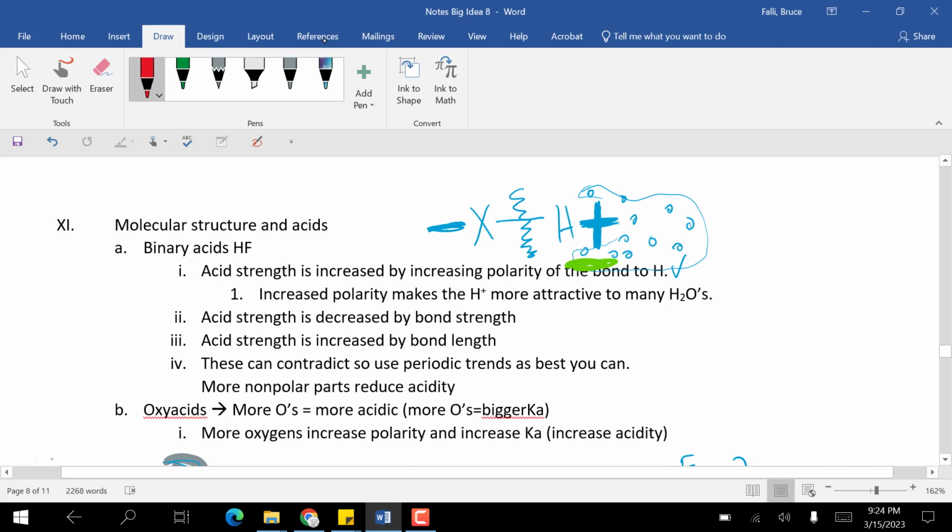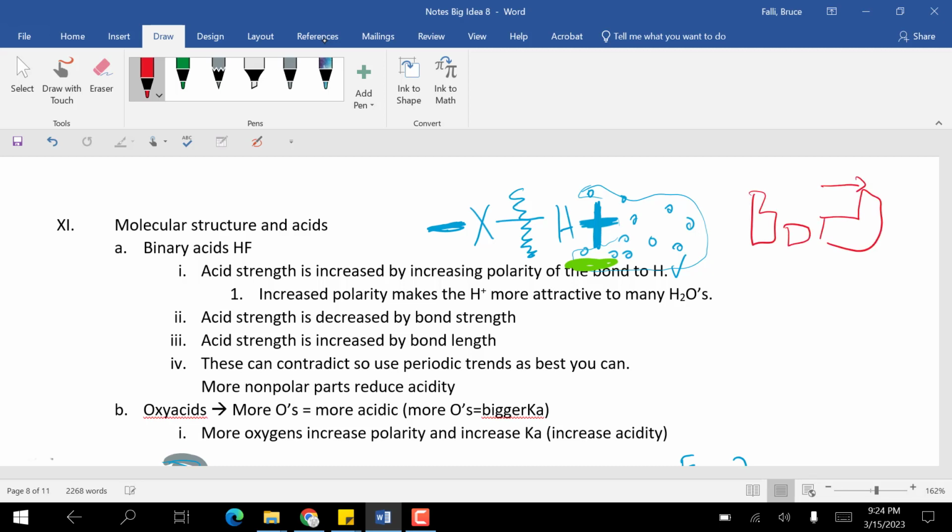Molecular structure and acids. If I have the binary acids like HF, acid strength is increased by increasing polarity of the bond to F. If you remember on your periodic table, this is the most electronegative atom, which is fluorine. Increased polarity makes the H more attractive to many waters. See how all these waters go, hey, leave that terrible fluorine and come with us.